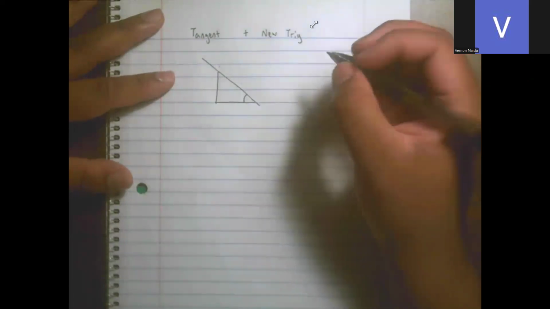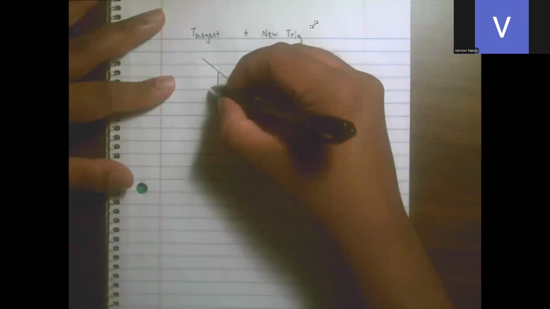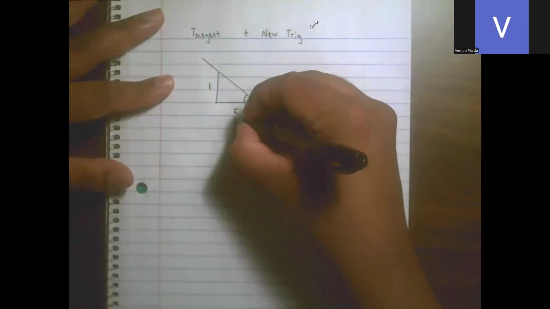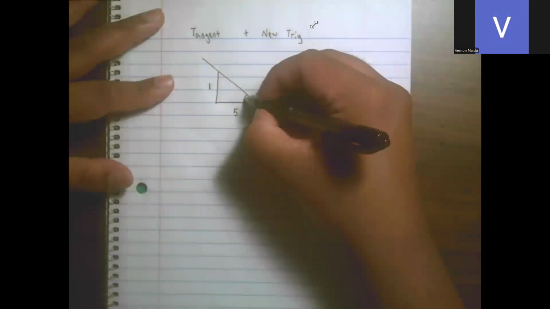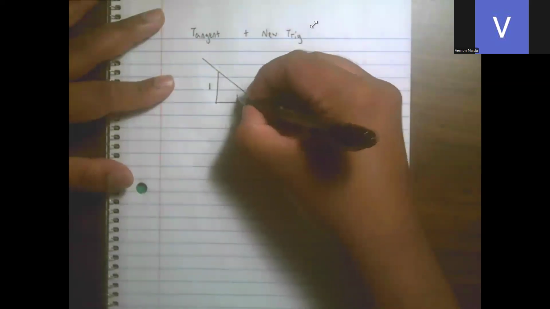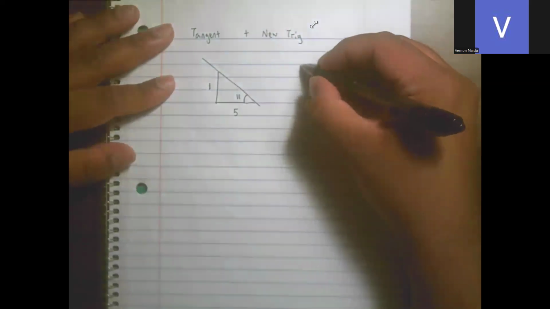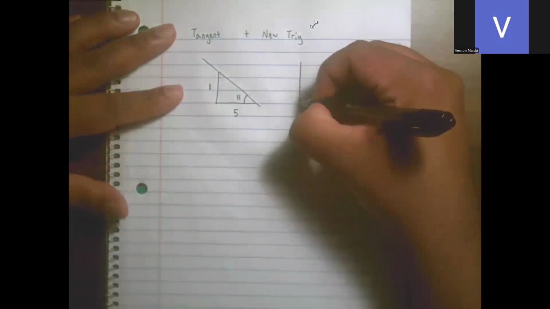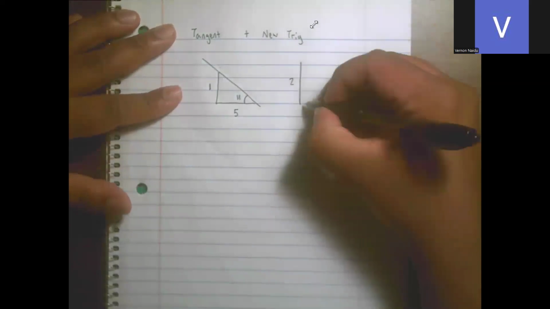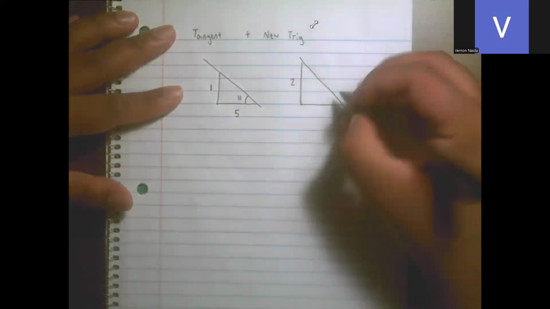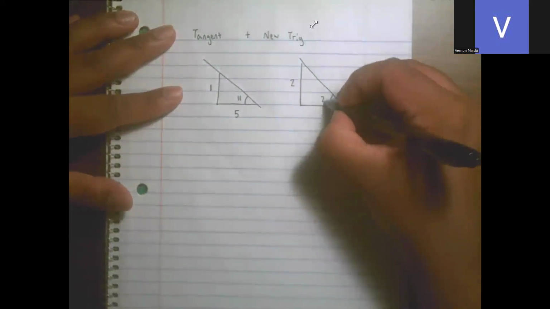So for example, when the rise was 1 and the run was 5, there would be an 11-degree angle created over here. Or if we had a rise of 2 and a run of 5, then the angle would be different. It would be 22 degrees instead.